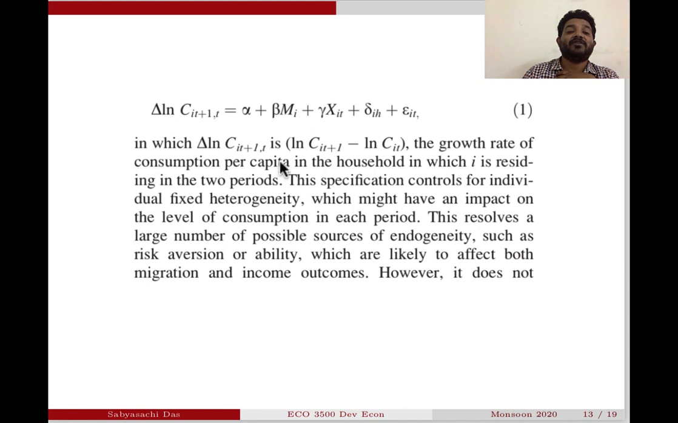The dependent variable is the difference in log consumption in 2004 minus log consumption in 1990s in the baseline survey. And so the difference gives us the growth rate. The difference in logs is approximately the growth rate.